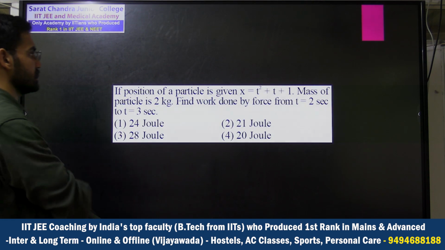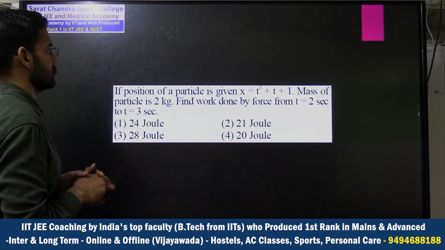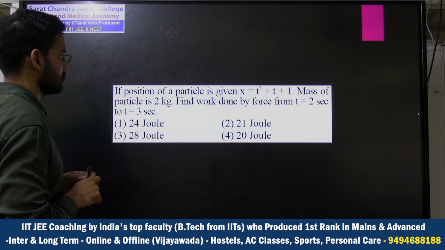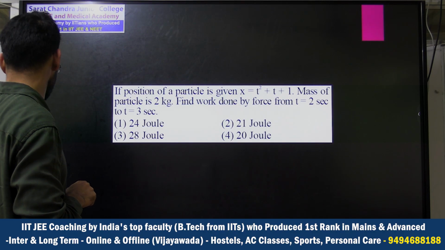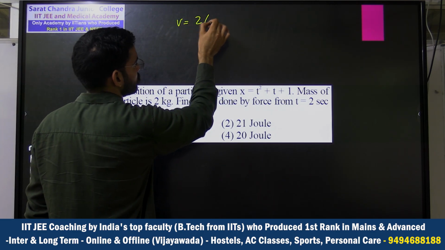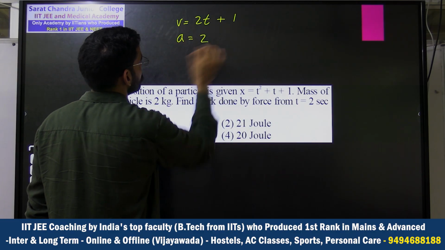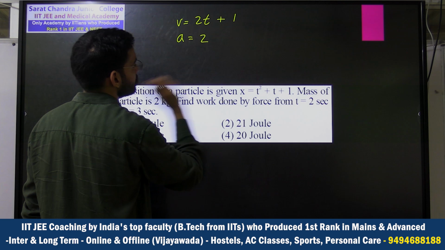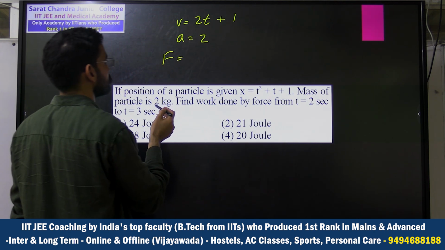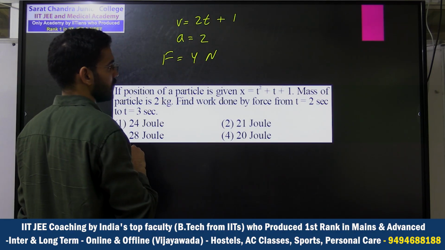If the position of the particle is given by x equals t square plus t plus 1, so this particle is moving ahead like that. Mass of the particle is 2 kg. Find the work done by the force from t equals 2 to t equals 3. Easy only. X is given, v you calculate: v will be 2t plus 1. For acceleration, differentiating, you get 2. Agree? So the net force on the body equals mass into acceleration, 2 into 2, so 4. So 4 Newton is the force, right?